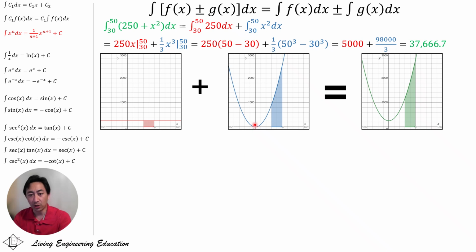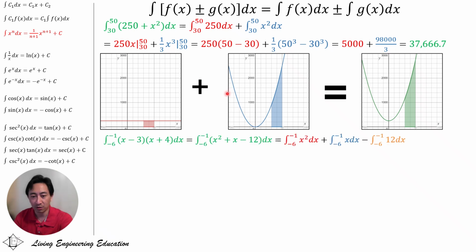Okay, so let's take a look at another example with a subtractive and additive component. So here we have the integral from -6 to -1, x minus 3 times x plus 4. That's the total function. Well, I can expand this. I get x squared plus x minus 3 times 4, I get minus 12. So I can break this up into 3 terms. Now, you can break this into 100 terms for all we care, right? The additive property works, the subtractive property works, no matter how many terms you get.